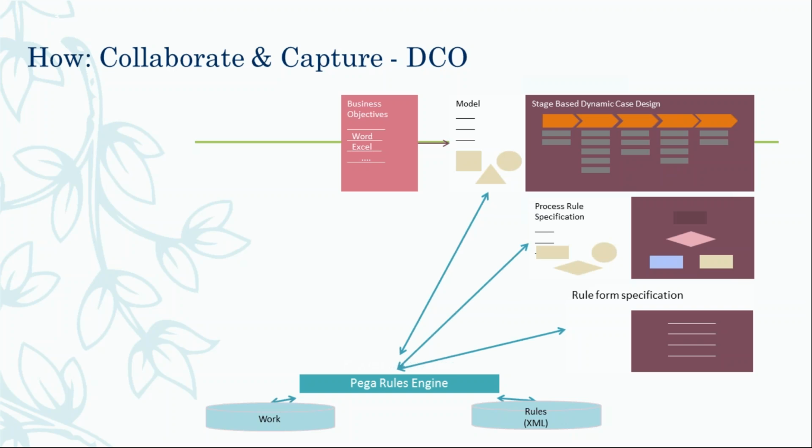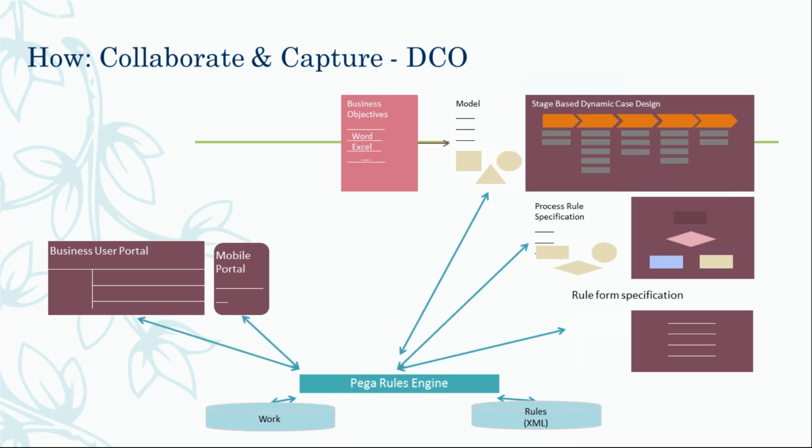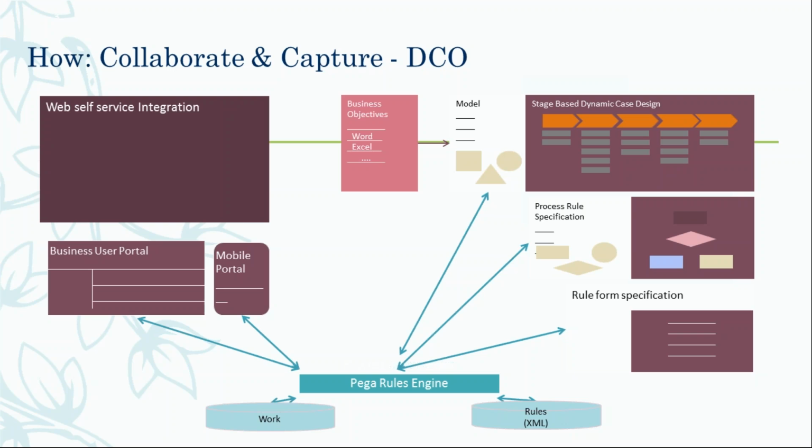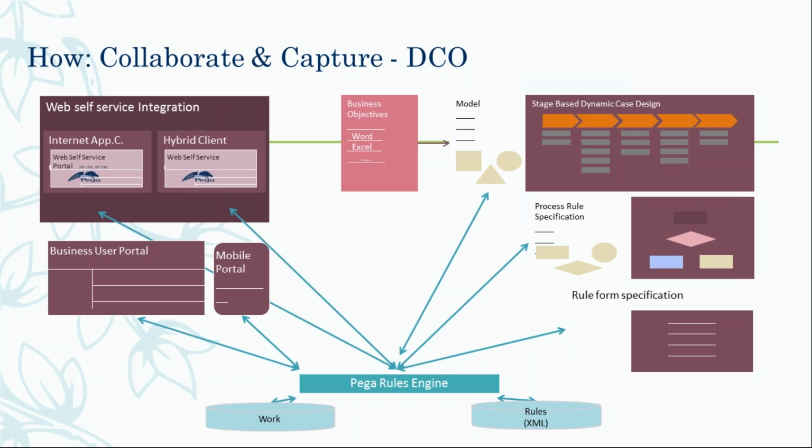Finally, the system architect and other people will develop the different rules required to build your application. Finally, it will be used by different users, like the business user portal and mobile portal, and there is also integration. These are the methods, and within the web service we can enable that into a web page as well. So these are the different platforms.